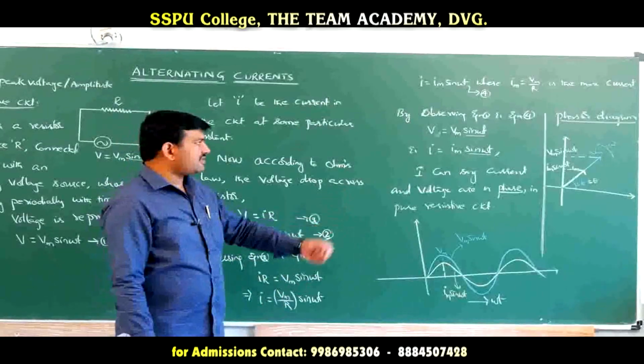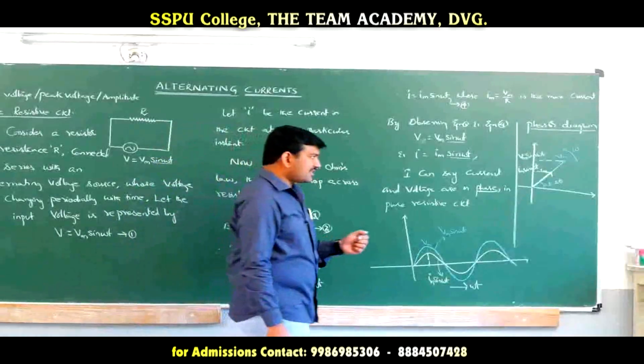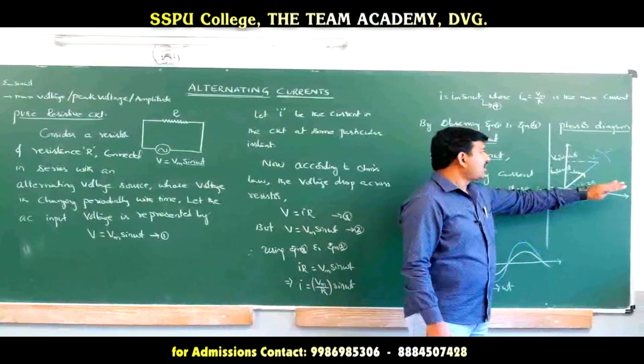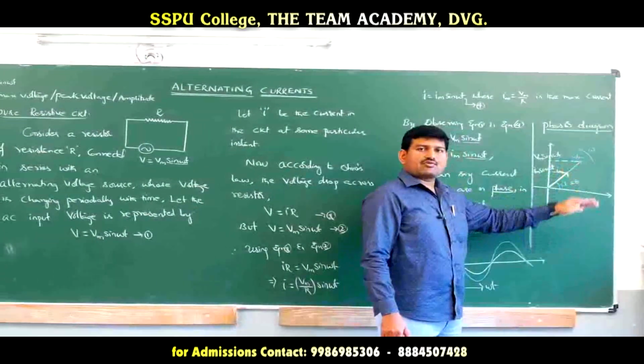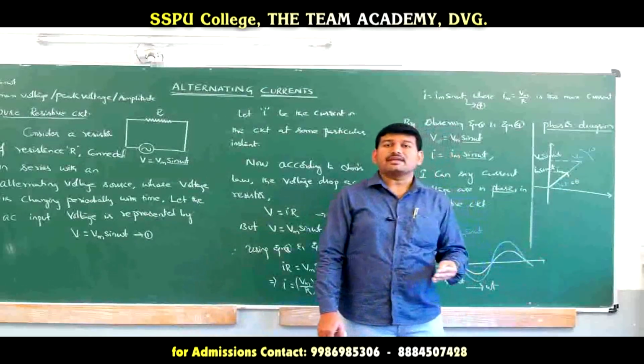So, this is the phasor diagram for voltage and current in a pure resistive circuit, which says that current and voltage are in phase. If the voltage phasor rotates by an angle of 30 degrees, the current phasor also rotates by 30 degrees in the same sense. Therefore, always they will be in phase.